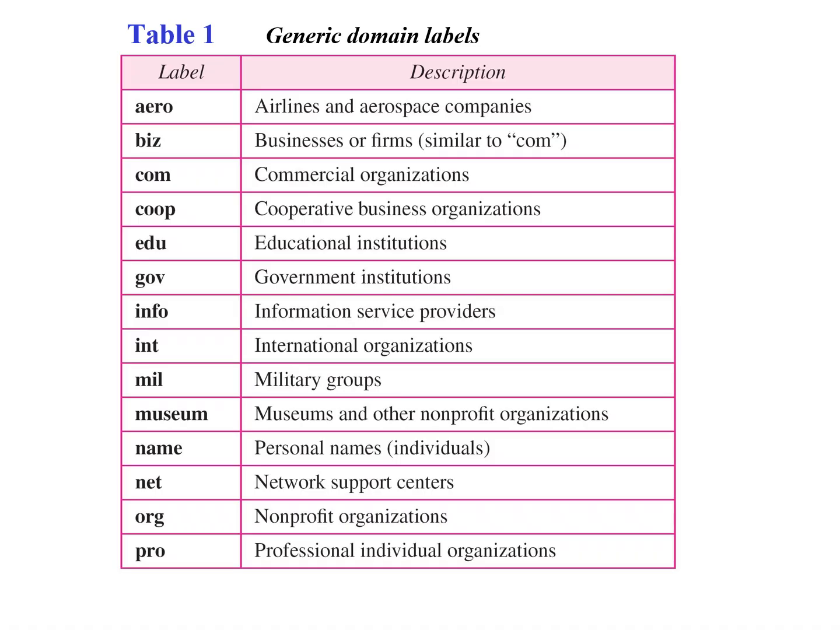Int means international organization. Mil means military groups. Then we have museum, then name, then net, org. Org is your non-profit organization. Then we have pro. Pro means professional individual organization. So these are some of the various labels that come under the generic domain.